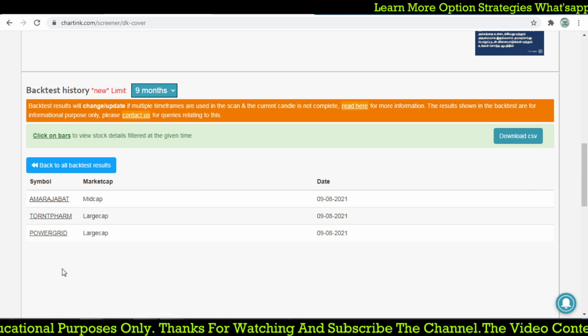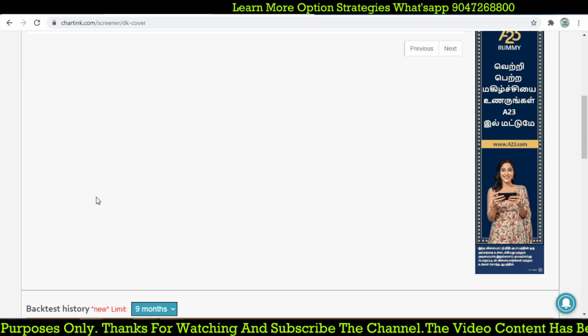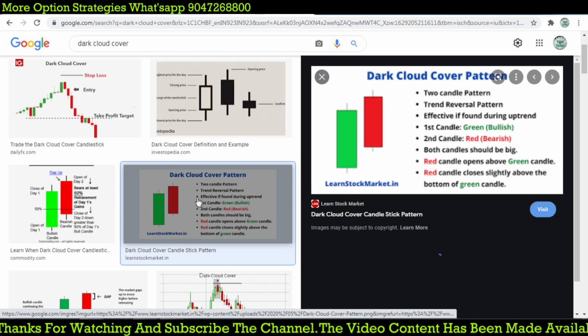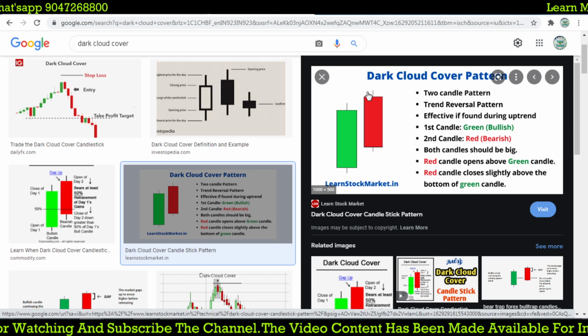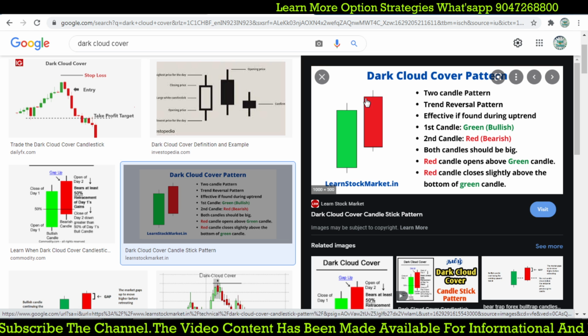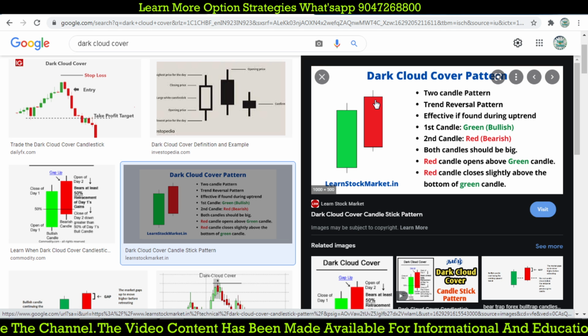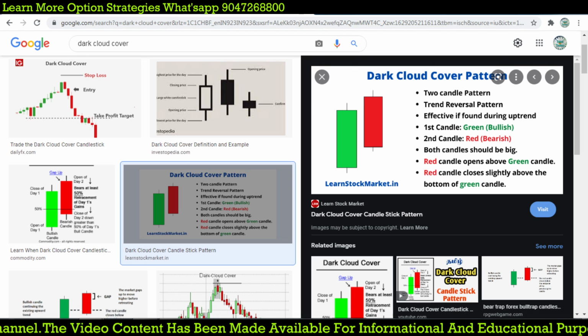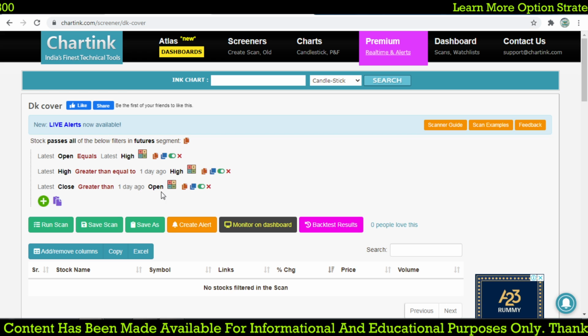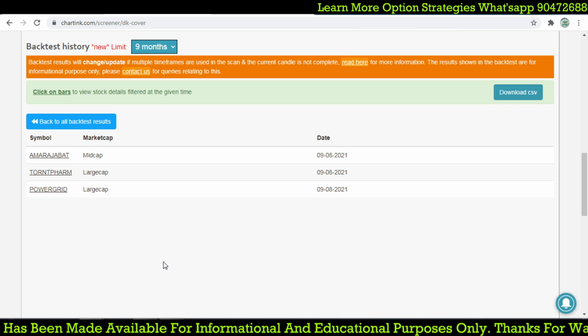These stocks form exactly what we are expecting, a dark cloud cover pattern. Here we find some wicks, but I don't want those wicks. It should be an open-high candlestick pattern, which is what I expect to see here. Latest close is greater than one day ago. So now, how many stocks did we get?